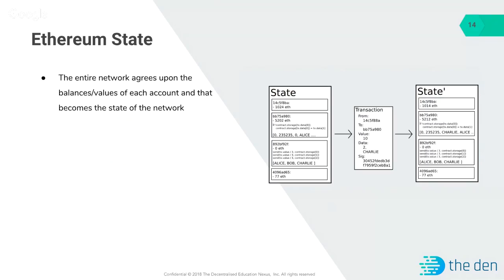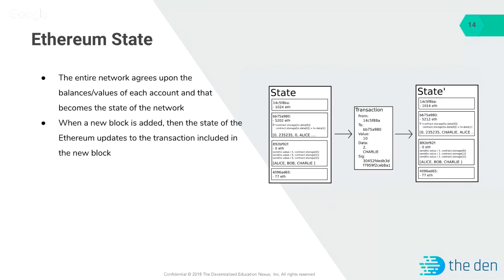Everyone agrees, when they process these transactions, on what the new state of the network is. So everyone reaches consensus because everyone processes all transactions. And you can't make a change to the state of the network without sending a transaction. A transaction is the only way to transition state.